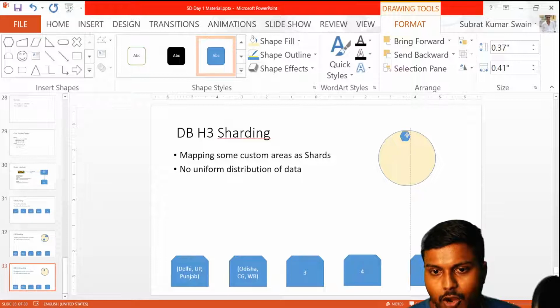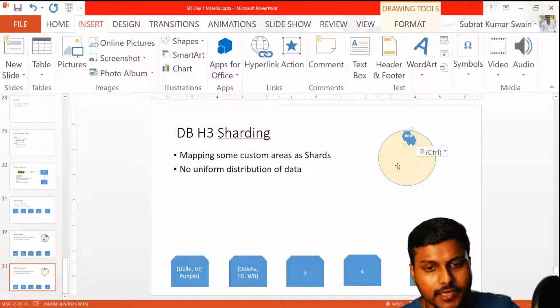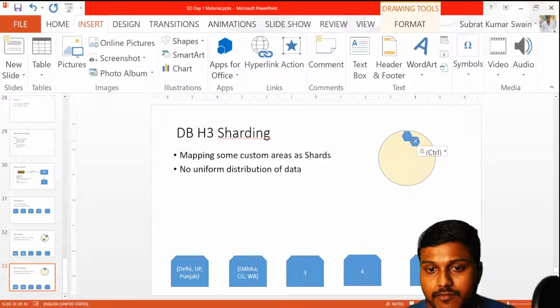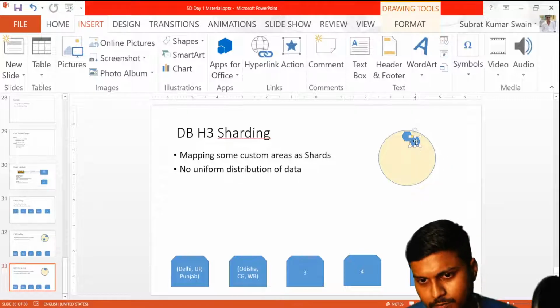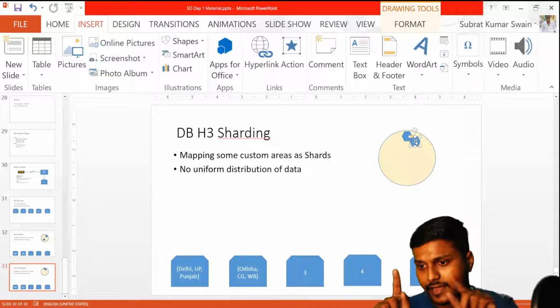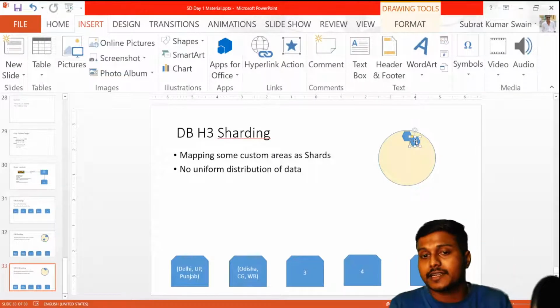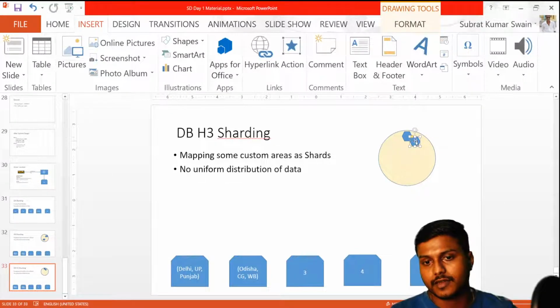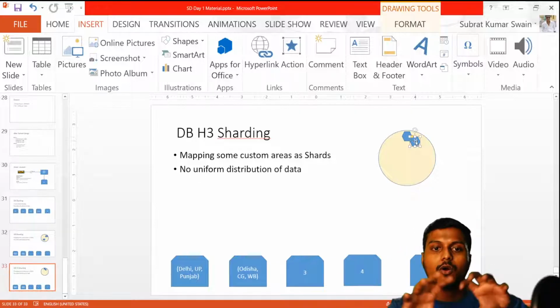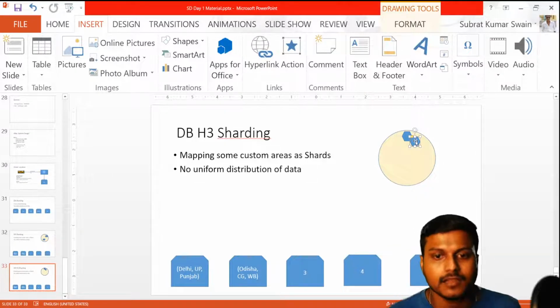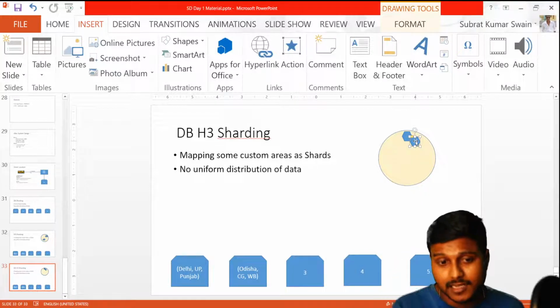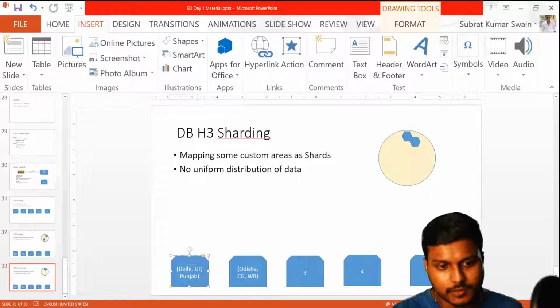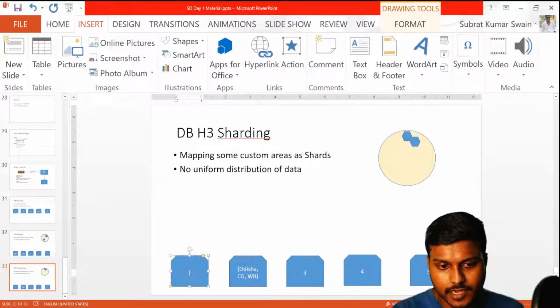The benefit of taking hexagons is that hexagons cover the sphere very well. You can think of a football. There are hexagons, and through those hexagons it is covering that entire sphere. Our world, Earth, is a sphere, so we can think of hexagons covering the entire sphere. So we are mapping these hexagons to each of the shards here. So there is no Delhi, UP, Punjab, no custom area here, but rather we are going with these hexagons.